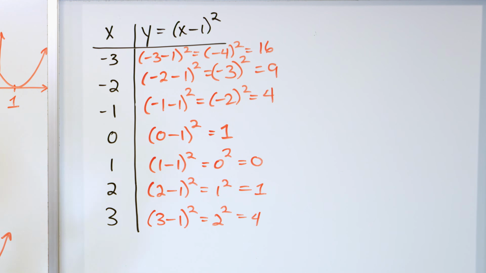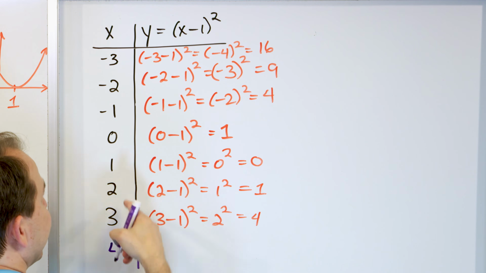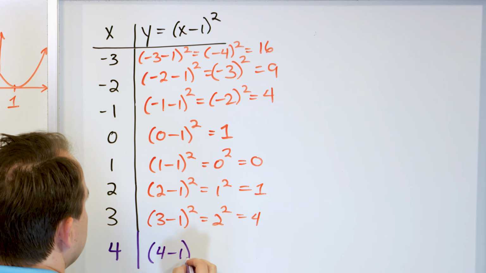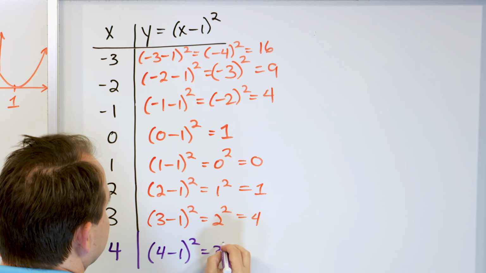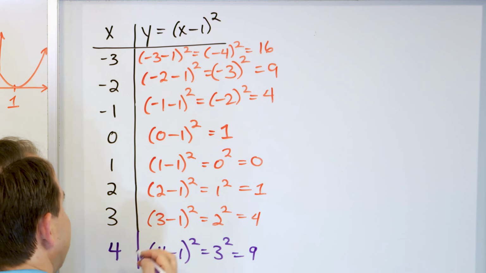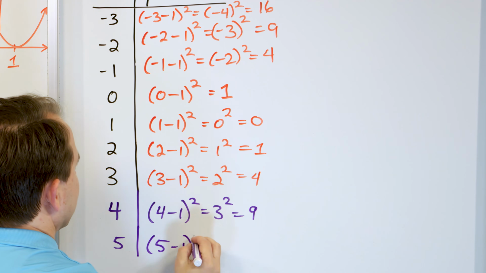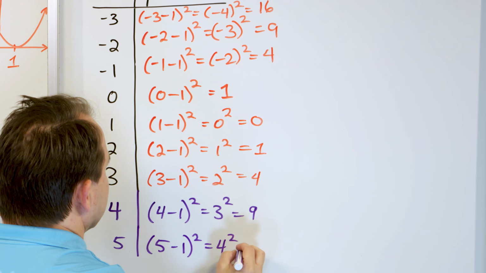Now I didn't continue my chart this direction. I could do that. In fact, it might be a good idea to do that. Let's go up 1 more unit to 4, and let's put it in here. 4 minus 1. I didn't do this on my paper, but let's do it here. 3 squared is 9. Now the 9 you see matches the 9 up here. And just for absolute completeness, we'll go to 5. 5 minus 1 quantity squared is 4 squared is 16.